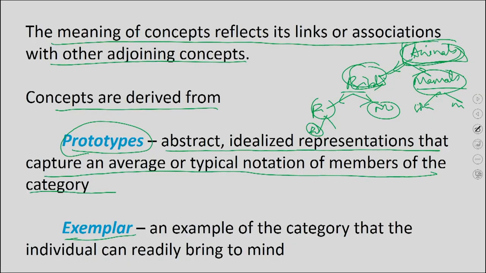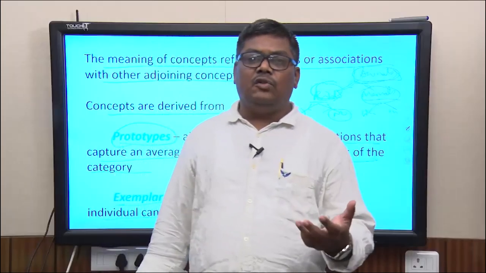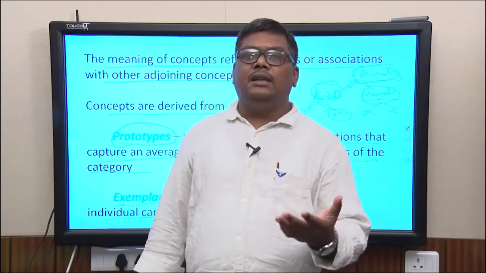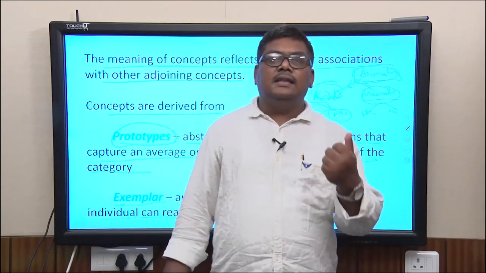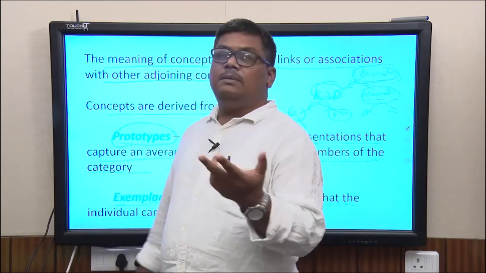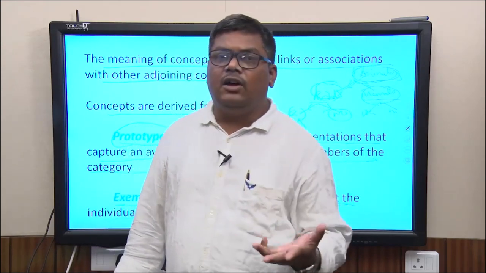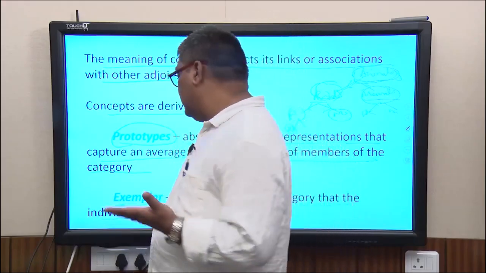Exemplars. Exemplars are the examples from which the prototypes are defined. So an exemplar is an example of the category that the individual can readily bring into mind. For example, if I want to derive the prototype of an animal and I am thinking about, let's say, a lion, it's an exemplar, right? Or similarly, when I am thinking about Hyundai or BMW, this is basically an exemplar.